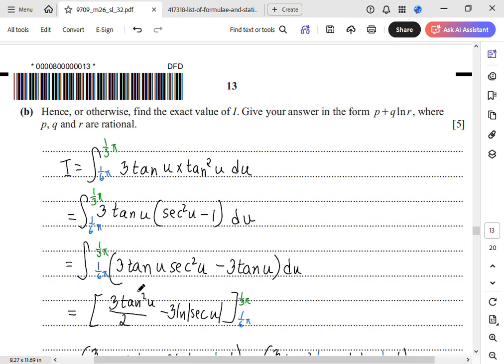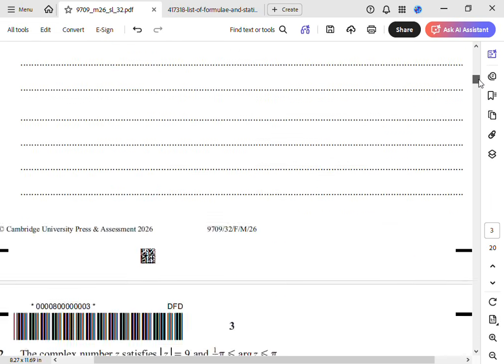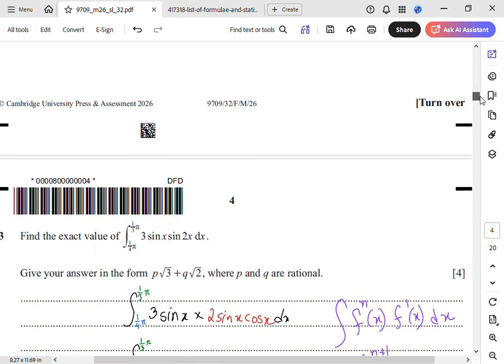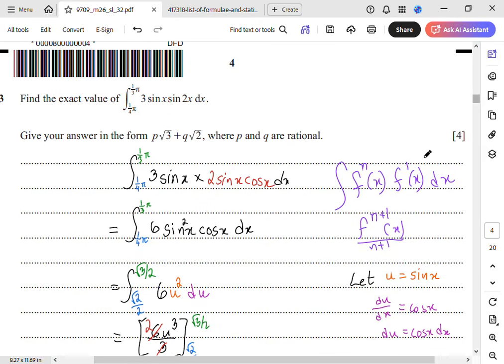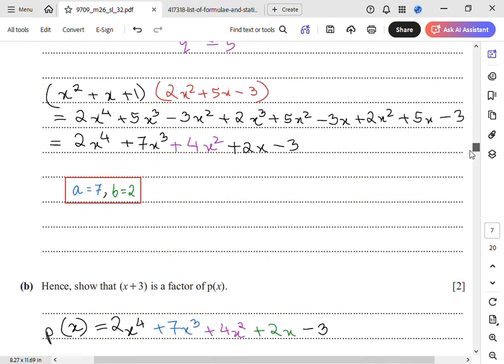The integral of 3 tan u would be 3 ln sec u, so the second term gives minus 3 ln sec u. This is the same as question number 3, I believe. So f to the power n of x times f prime x: if you want to integrate that, all you have to do is integrate the power. So I'm going to use that same principle here.